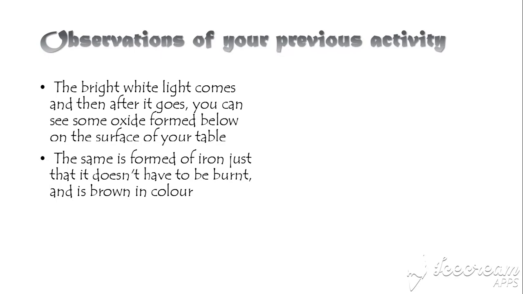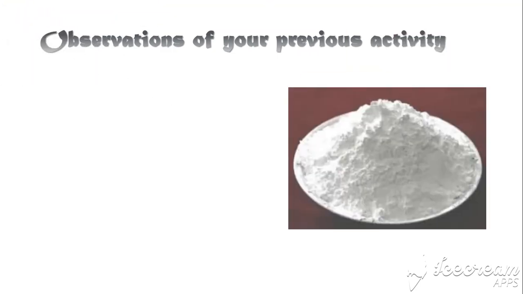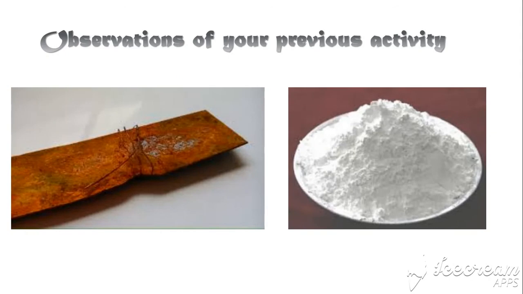Observation of your previous activity. The bright white light comes and then after it goes, you can see some oxide formed below on the surface of your table. The same is formed with iron, just that it doesn't have to be burnt. It is brown in color. You can see magnesium oxide and iron rust.